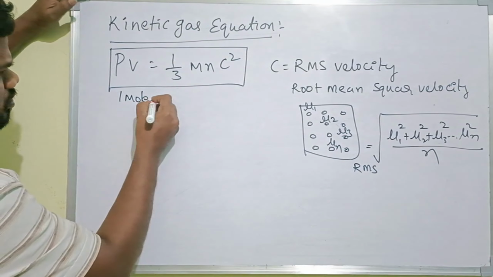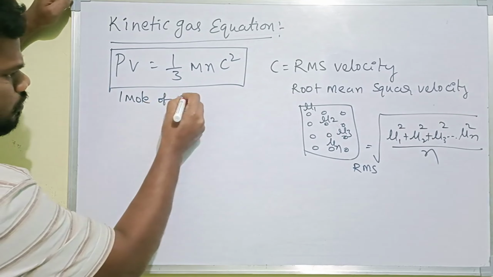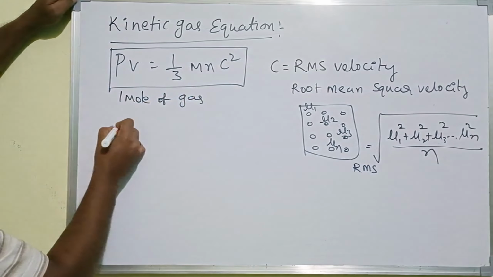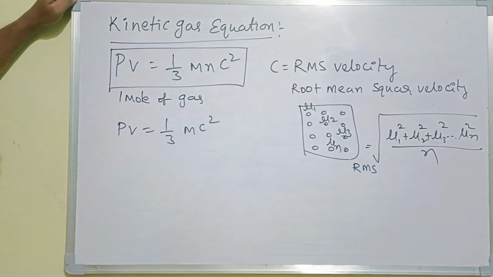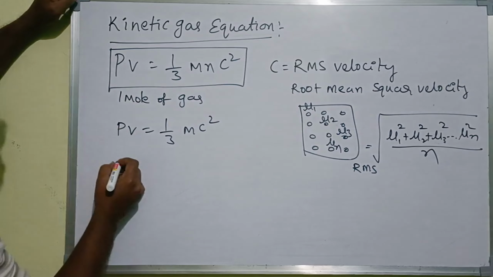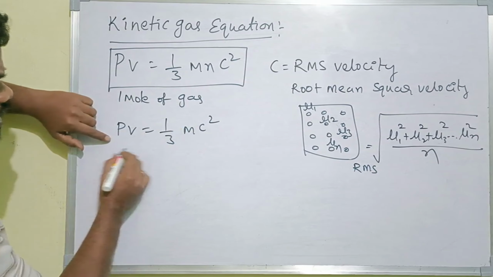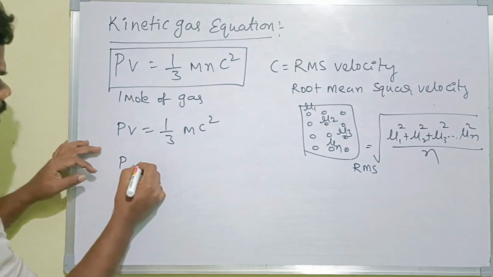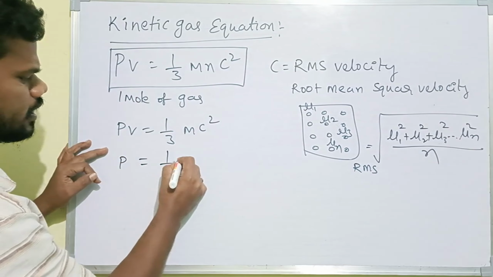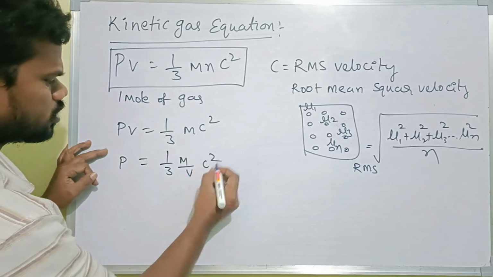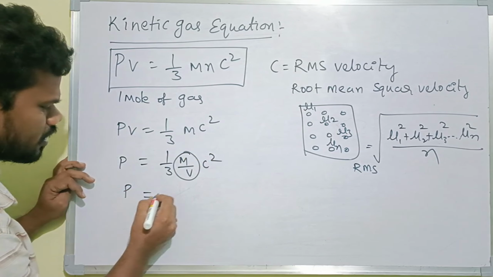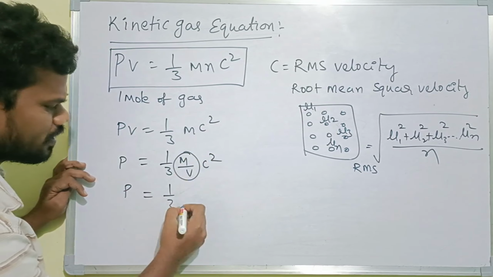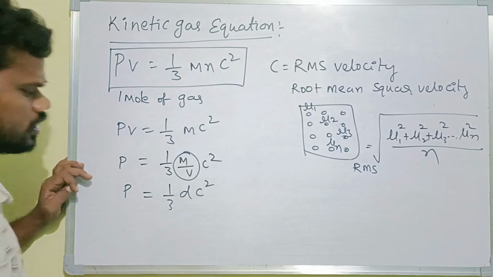Then for 1 mole of gas, what formula are we using here? PV equal to 1 by 3 m c square. If you want to measure the pressure in this case, then pressure P equal to 1 by 3 m by V c square. Mass by volume is nothing but density. So P equals 1 by 3 density c square.